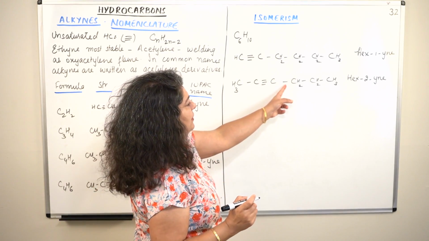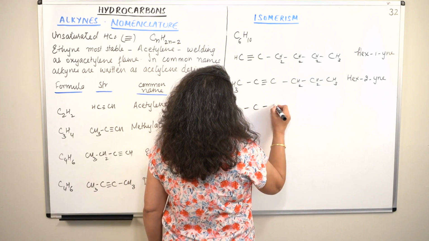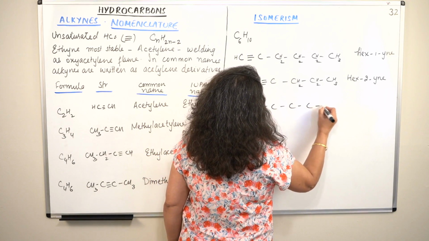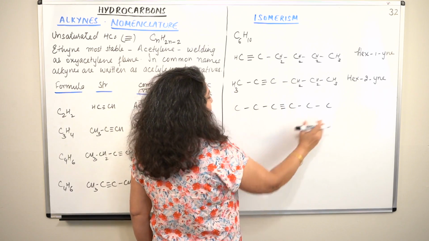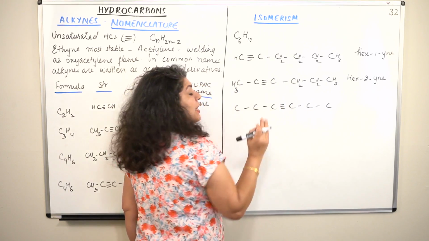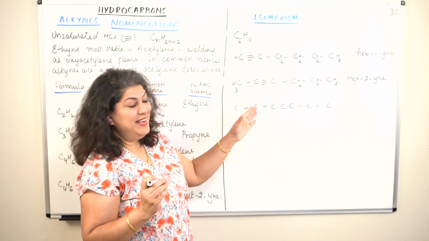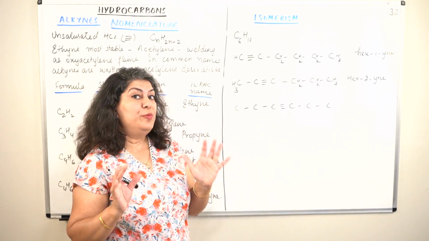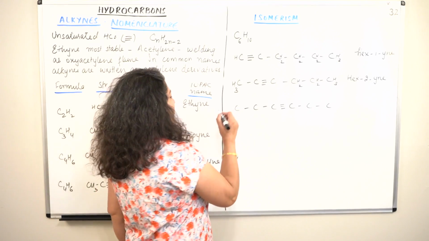Now let us shift the yne to the third carbon. So 1, 2, 3, 4, 5 and 6. And between the third and fourth carbon, I have the triple bond. If I count from this side, 1, 2, 3, I again get the third carbon, which is different from these two, right? So which means that this would also be an isomer. You're not getting the same compound. This compound is different.